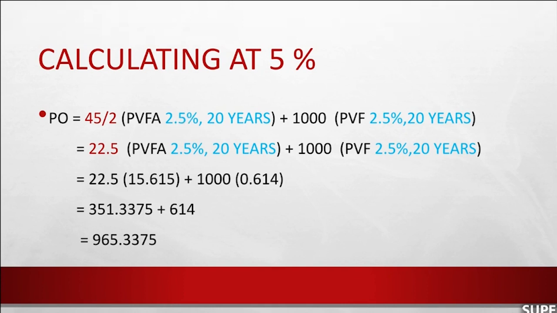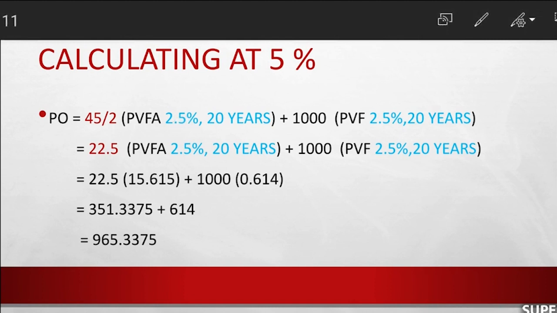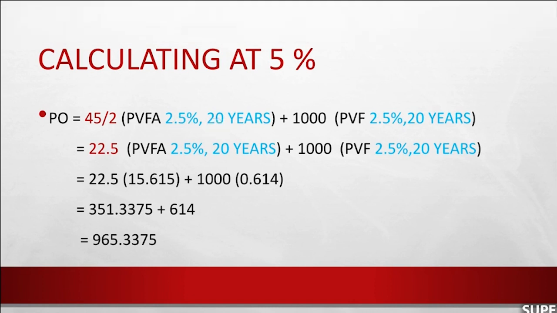And here we are taking maturity period or number of years as 2n. Here maturity period is 10, so 2n is 2 into 10, 20 years. So we need to know the present value factor annuity at 2.5% and in 20 years. It is difficult to find 2.5% in a present value factor table or a present value factor annuity table also.